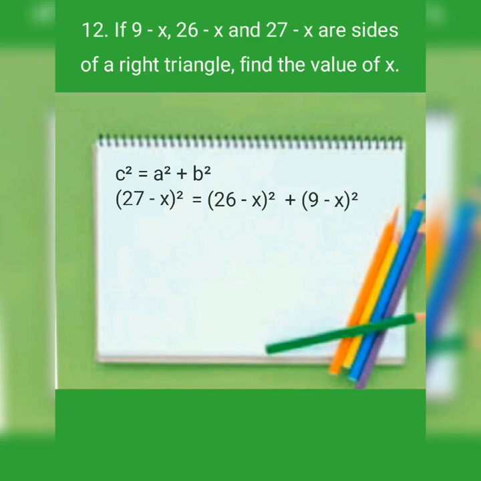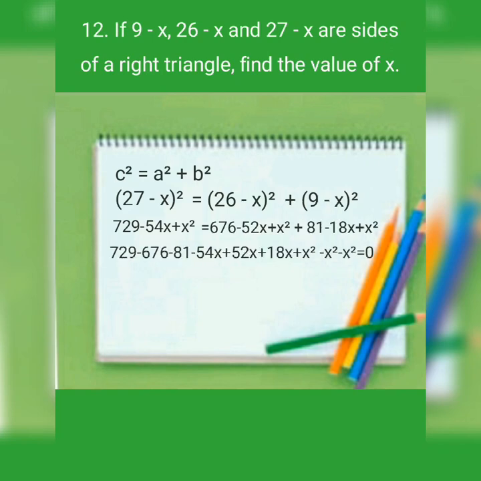Quantity of 27 minus x squared is equal to 729 minus 54x plus x squared. The square of 26 minus x is equal to 676 minus 52x plus x squared, while the square of 9 minus x is equal to 81 minus 18x plus x squared.